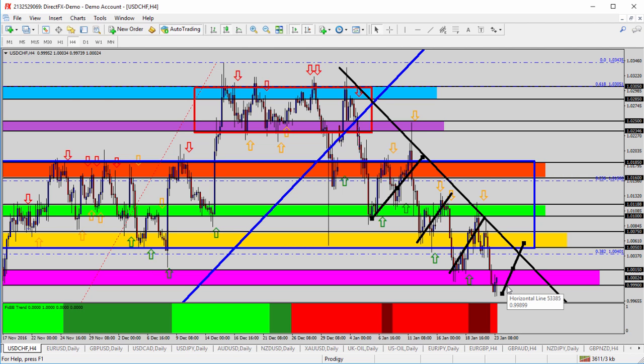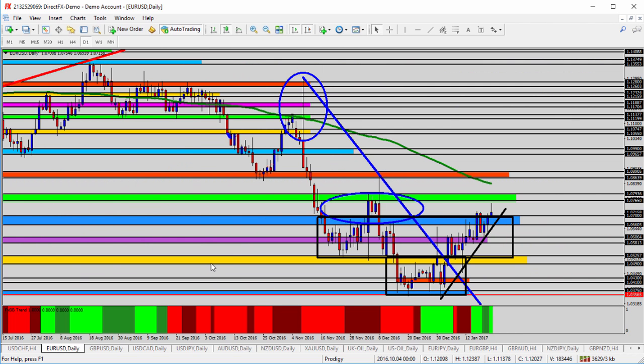If you're going to sell, I think I would prefer to sell it, at least at this point, closer towards the 1.0050 level and the yellow shaded area for the dollar franc. Moving on over to the euro dollar, just the exact opposite. Everything is the exact opposite.